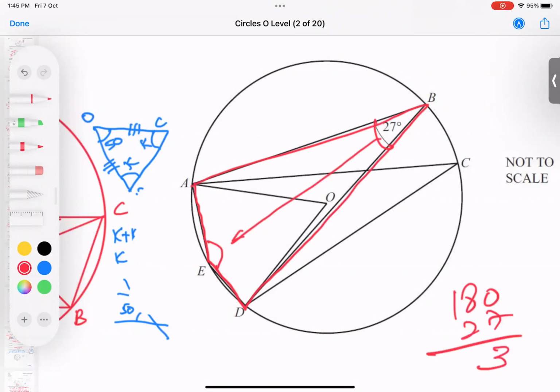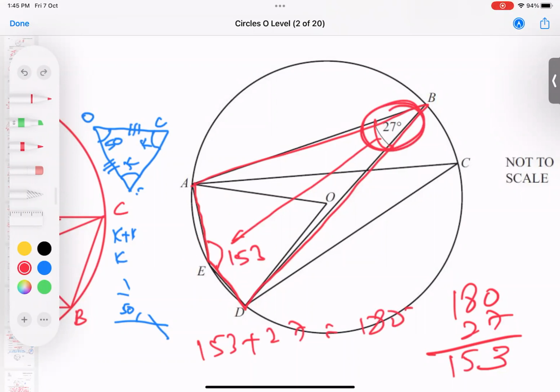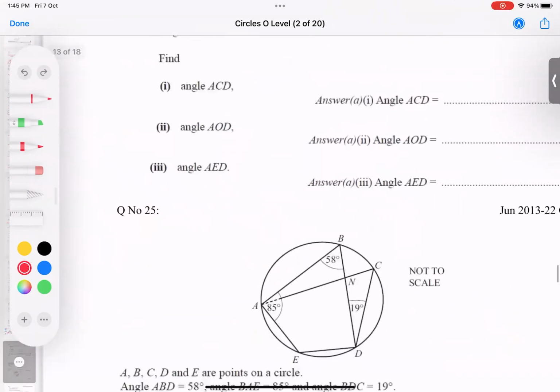If we subtract, I get 153. So it's 153. Why, sir? Because if you add them, they give you 180. Look at how I'm showing you: 153 plus 27, if you add, gives you 180 degrees. So if you know one angle, how do you find the second one? 180 minus the first one. So that gives you the cyclic quadrilateral concept. Come back, some more examples.